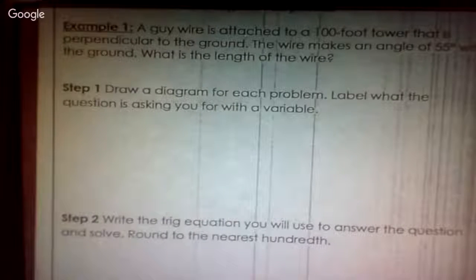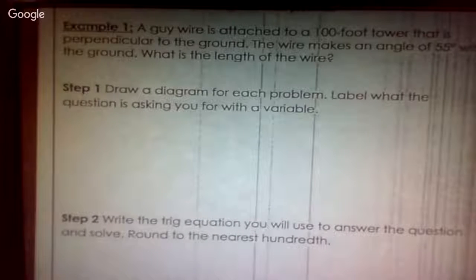So, it says a guy wire is attached to a 100-foot tower that is perpendicular to the ground. The wire makes an angle of 55 degrees with the ground. What is the length of the wire? So, what do you think we should draw first? Tower. The tower. We need a tower.